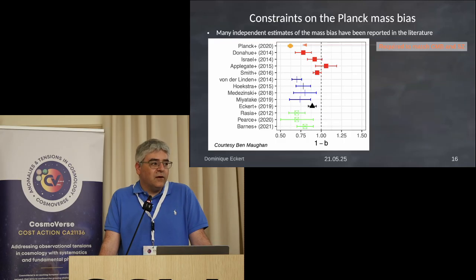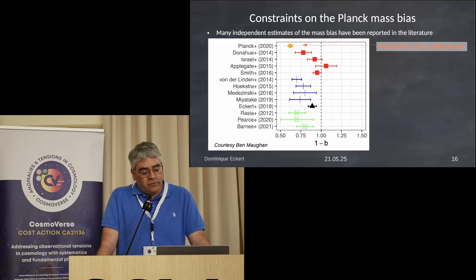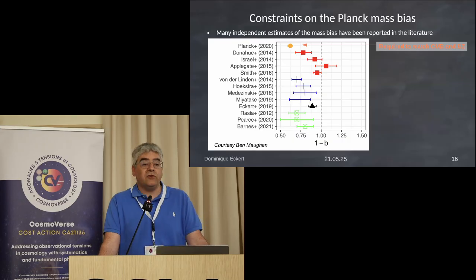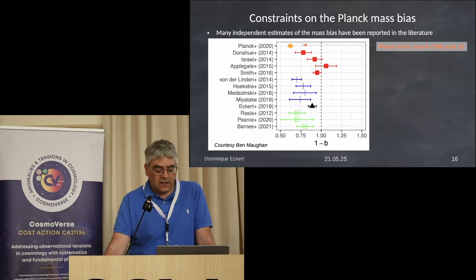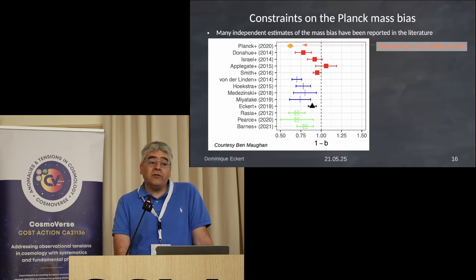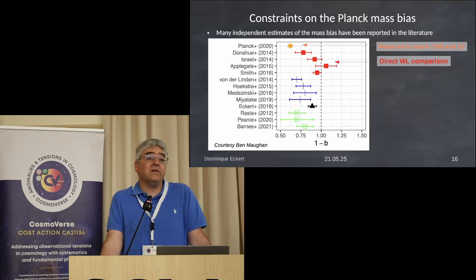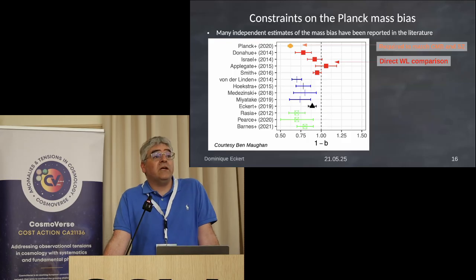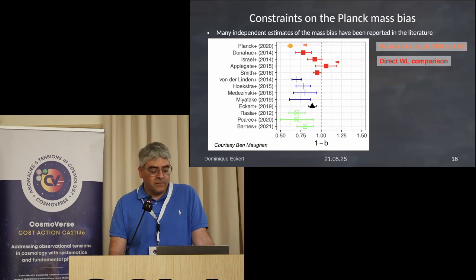Okay, so here I'm just showing you a somewhat outdated, actually, collection of measurements, estimates of what this mass bias should be. The orange point is what you should get in order to match cluster counts with CMB. And then you have a number of actual measurements of this mass bias in different ways. Here, these red points are direct weak lensing comparisons. So what is done is you have measurements of the mass of systems from weak lensing and from hydrostatic equilibrium, and you compare the two things.